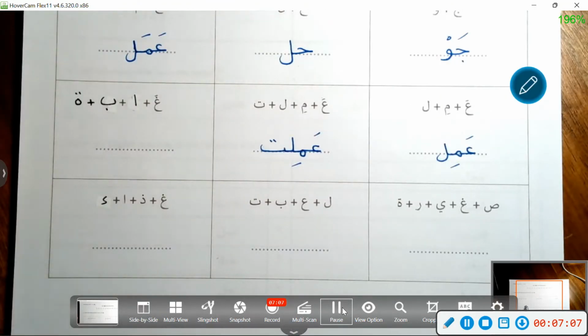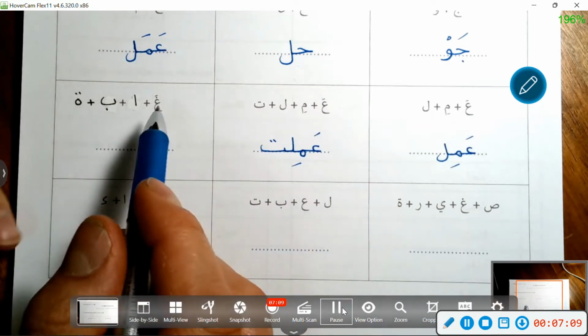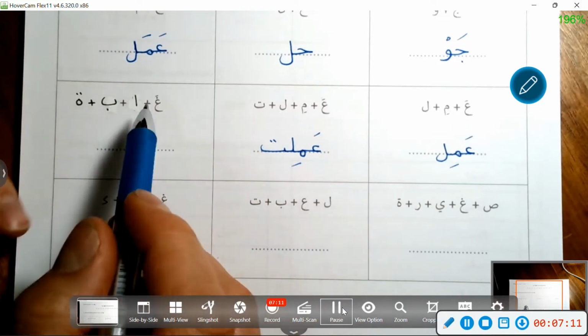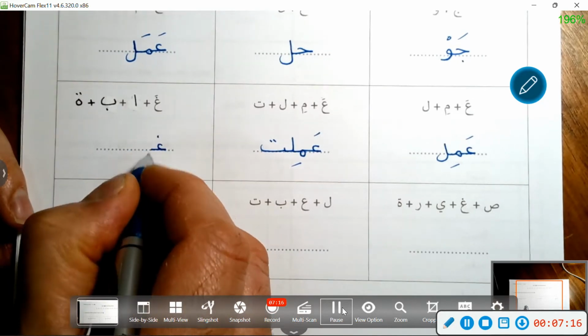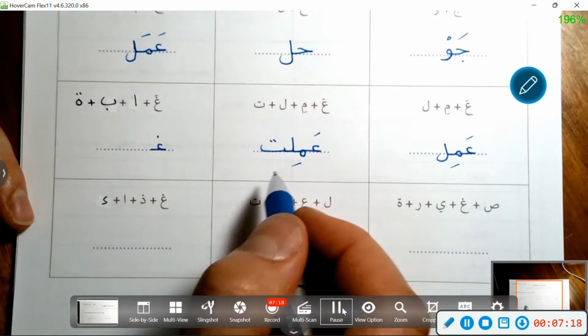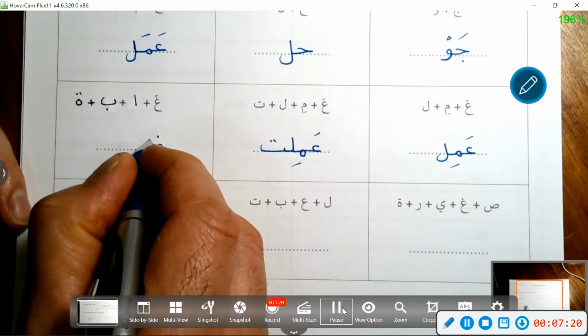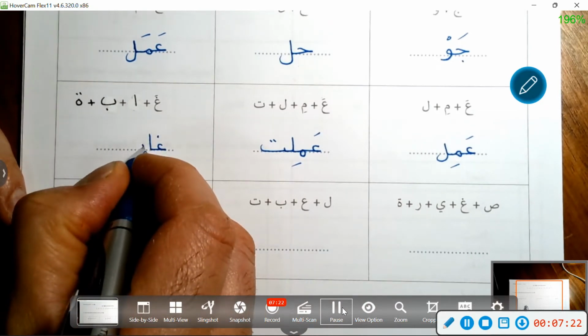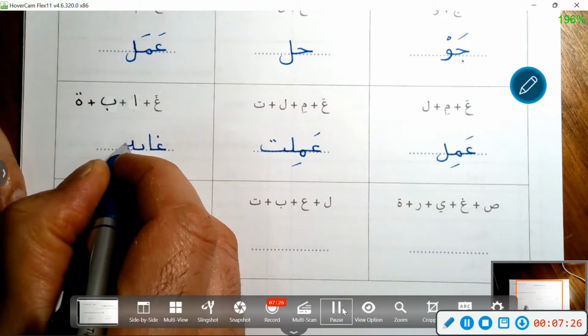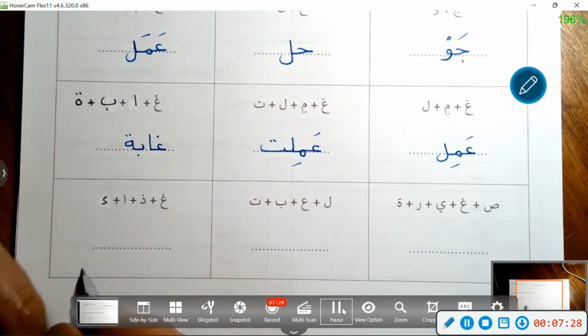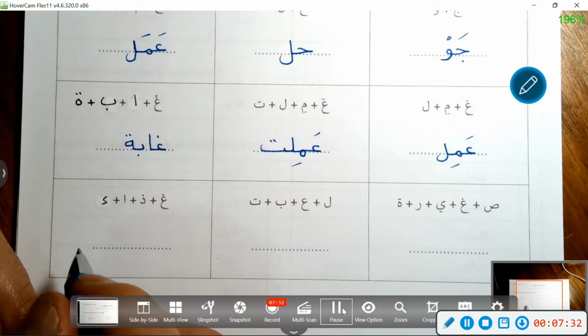Now, next word is غابة. غين ألف باء تاء مربوطة. غين, we start the غين the way we started the عين. Connect the ألف, باء, تاء مربوطة. غابة.